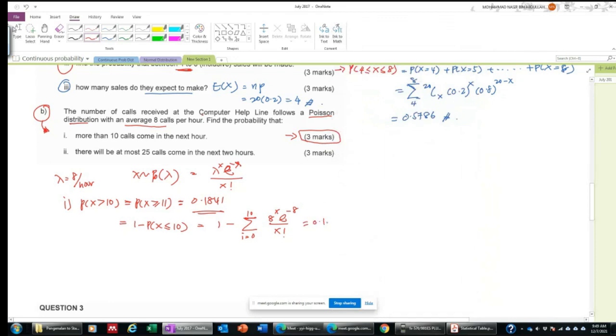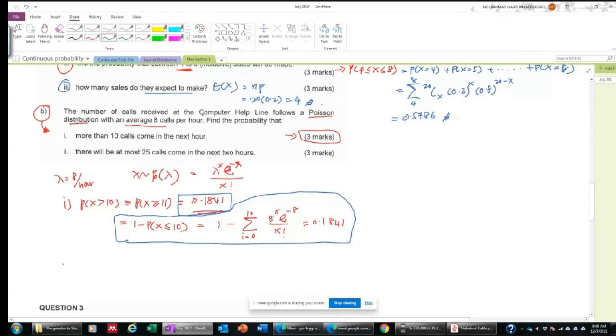0.1841. So this will give you the marks. For 3 marks, we don't expect you to give the direct answer from the table. We are expecting you to show some calculation, right, by using the formula.